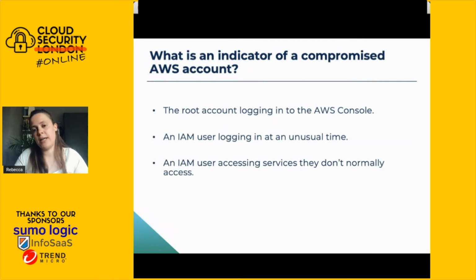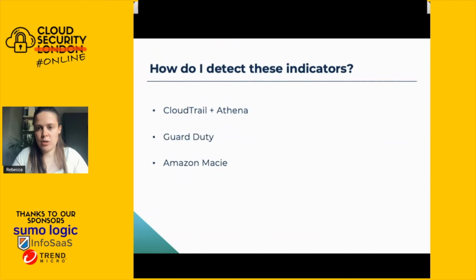And then finally, the third example, you might want to look at an IAM user trying to access things they don't normally access. If you're making changes to infrastructure, you might only expect them to be, I don't know, maybe changing the code in the S3 bucket. You wouldn't expect to see them trying to create new users, for example. So you might want to look at that. Those are the 3 compromise indicators I've chosen to look at for this example.